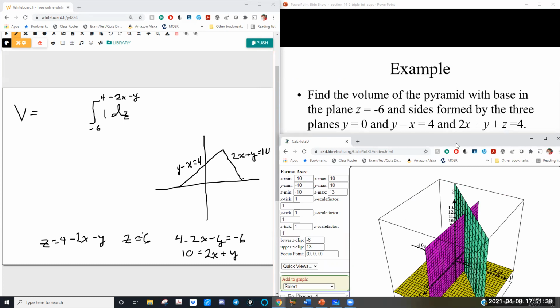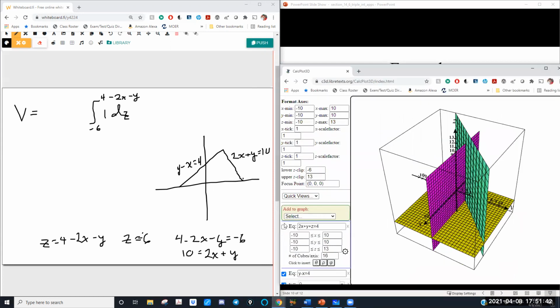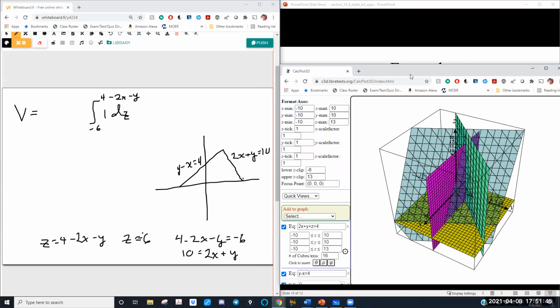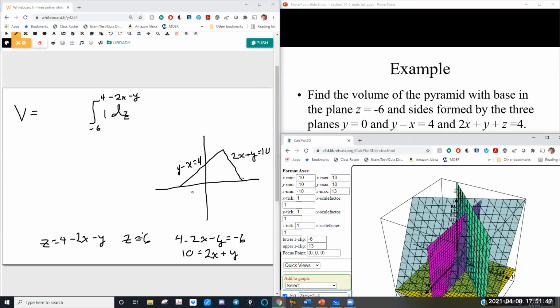So let's see, we don't even really need the 3D plot anymore. I'll leave it up here, but this is our focus from here on out. We took care of the first layer of limits. We're going to focus on these. Now, let's talk about order.